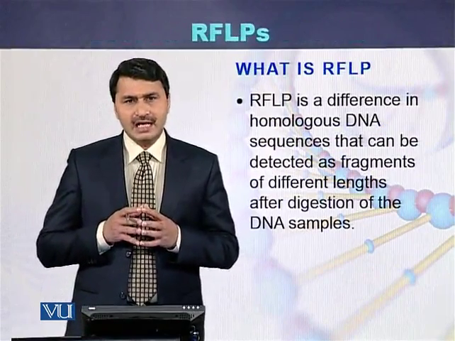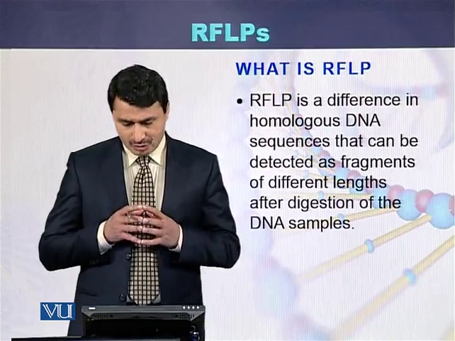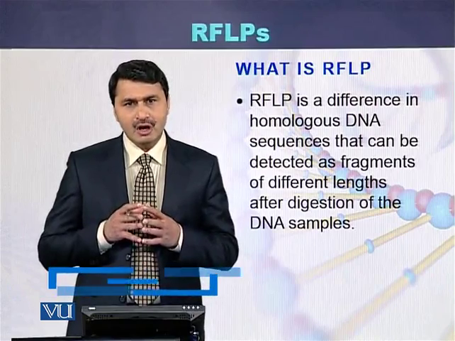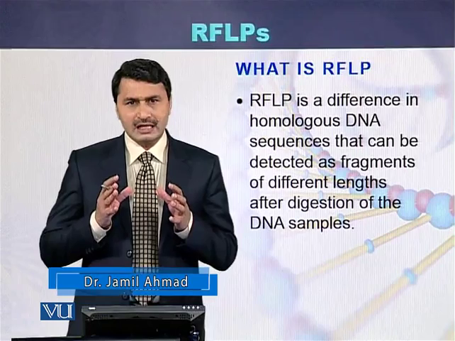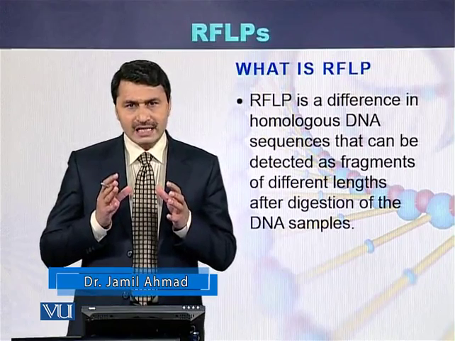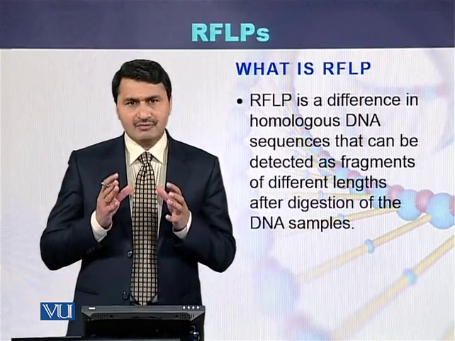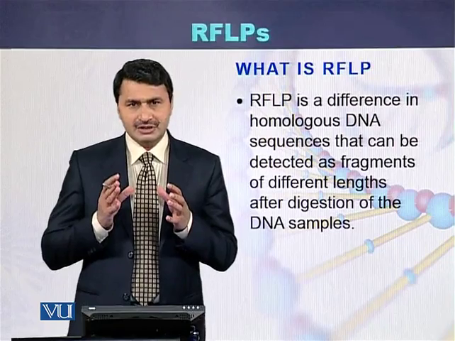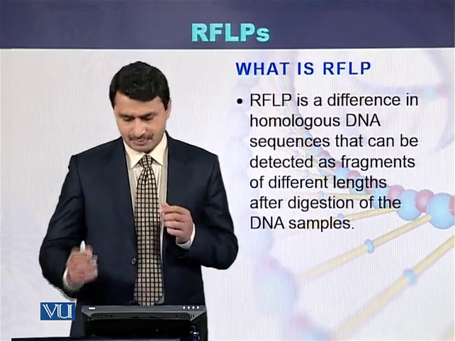Restriction fragment length polymorphism is a difference in homologous DNA sequence that can be detected in the form of fragments of short and large lengths. So these are fragments of different lengths, which are usually detected by digestion of the DNA with the help of certain restriction enzymes. This technique is called restriction fragment length polymorphism.